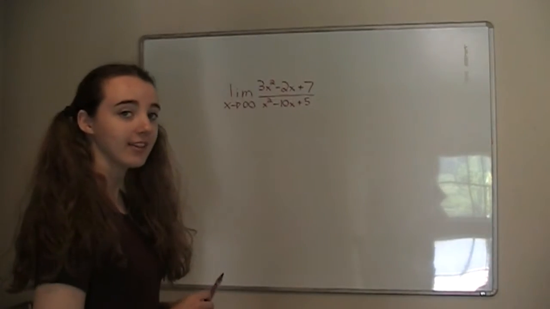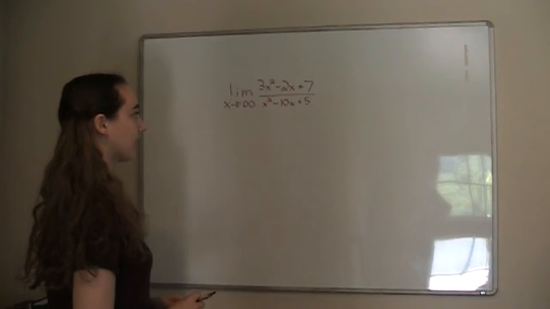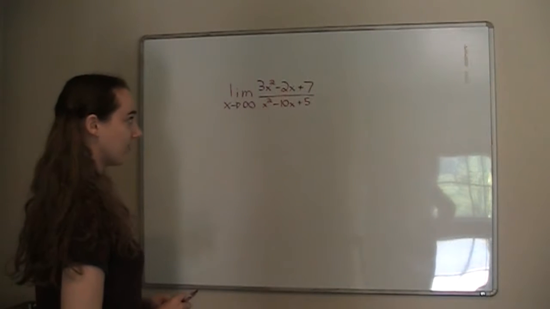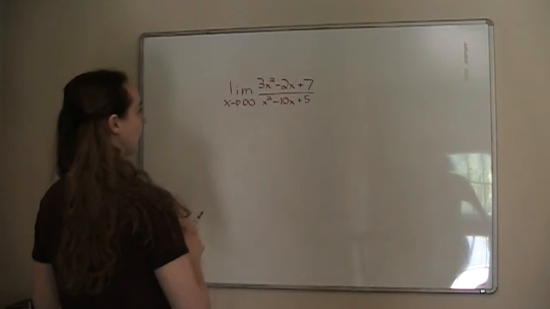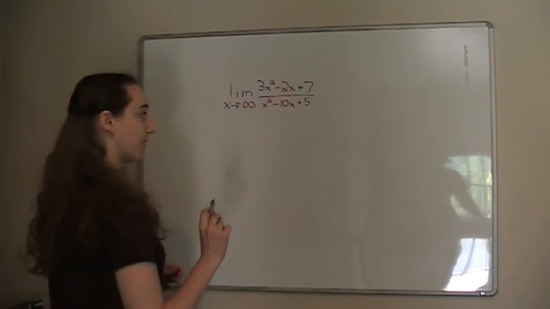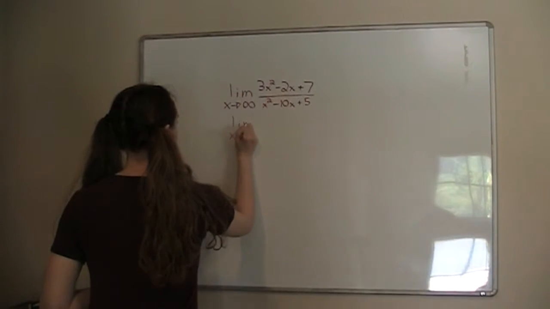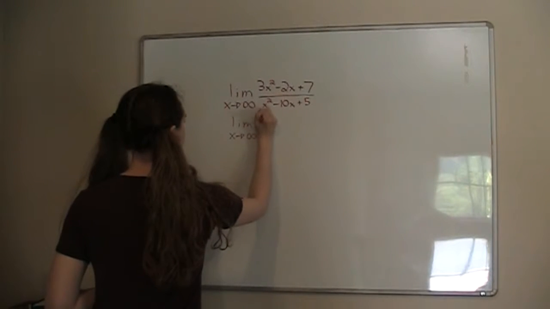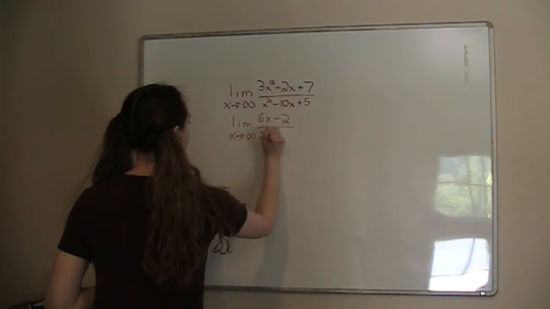It's that easy. And if you don't believe us, listen to our satisfied customers. I have to find this limit for my homework. The limit as x approaches infinity of 3x squared minus 2x plus 7 over x squared minus 10x plus 5. I can use L'Hopital's rule. So I plug in infinity for x, and I get infinity over infinity. So I need to take the derivative of the top and put it over the derivative of the bottom. The limit as x approaches infinity of 6x minus 2 over 2x minus 10.